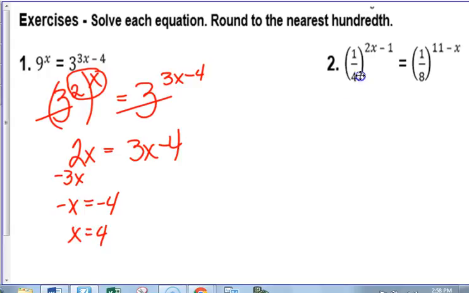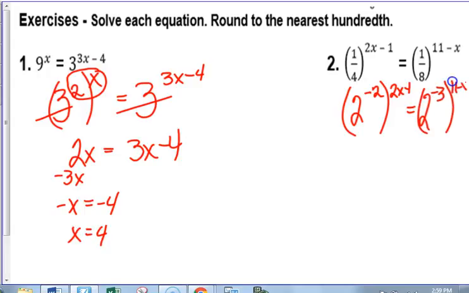So all right. How can I rewrite this? 8 is not a power of 4. Okay? 8 is not a power of 4. They're both powers of 2. How can I rewrite this? Because this was a struggle for some of you on the quiz. You got this backwards. This is 2 squared in the denominator, so it's 2 to the negative 2 to the 2x minus 1. And over here, what's 8? 2 times 2 times 2. So that's 2 to the negative 3. All right, so now we have negative 2 times 2x minus 1 equals negative 3 times 11 minus x.